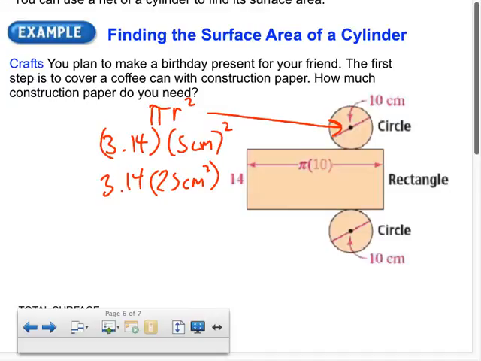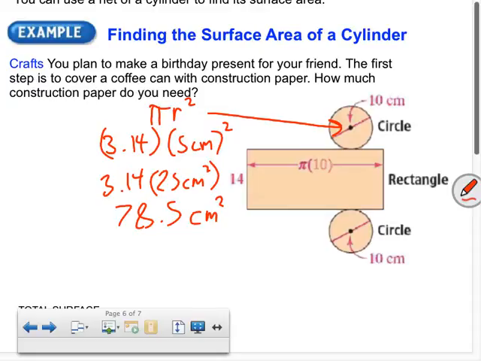So who's got it? How much is it? What's the area going to be for the top of my can? 78 and 5/10. And I like that you used the correct name. It's 78 and 5/10, but you forgot units, centimeters squared.